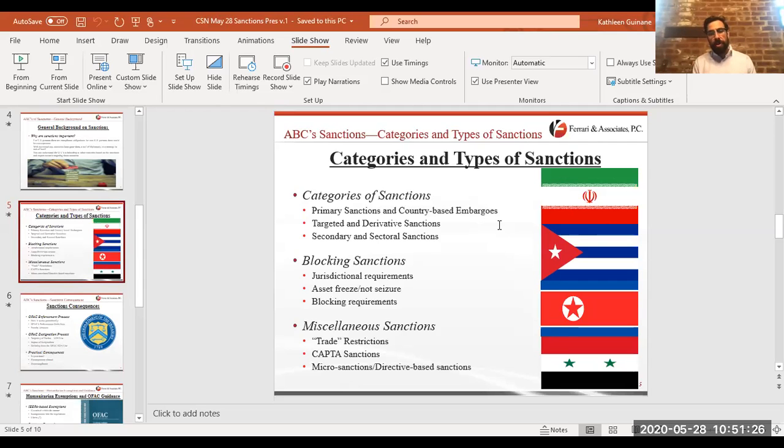I talked a little bit about causation before, so I won't reiterate that point, but I want to talk about another concept in U.S. sanctions programs referred to as facilitations.